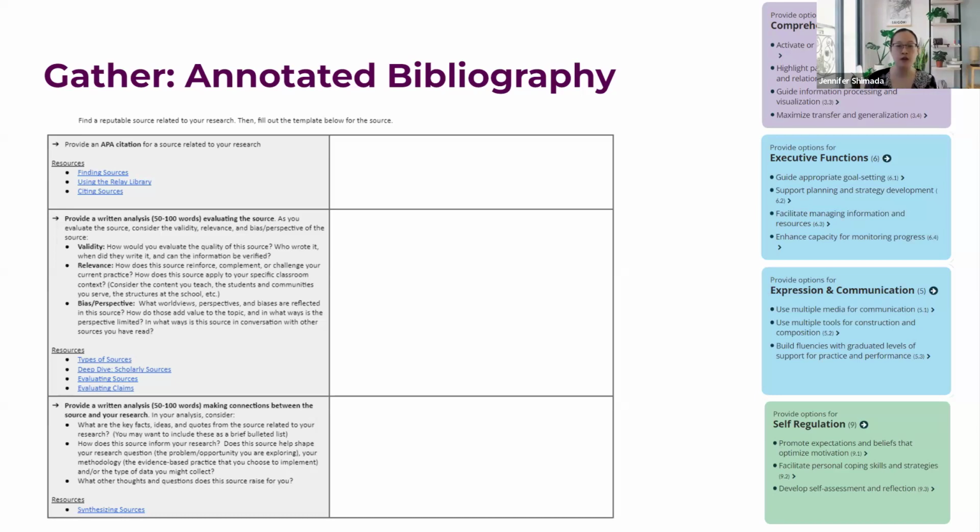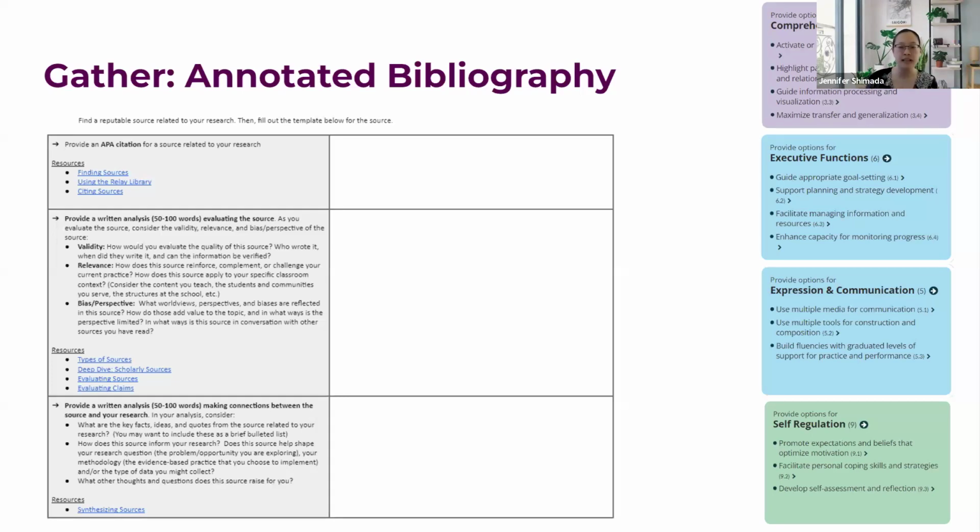So we have them fill out another graphic organizer for their annotated bibliography that asks them to list their APA citation for each source, an evaluation of each source for its validity, relevance, and bias perspective, and a reflection on how the source relates to their research and what thoughts and questions it raises for them. For each section, there are links to LibGuides I've created on how to cite, analyze, and synthesize course sources. And then after they analyze each source separately, they also reflect on the sources taken together, what trends they are seeing, and how their research might build on or contradict what they have found.